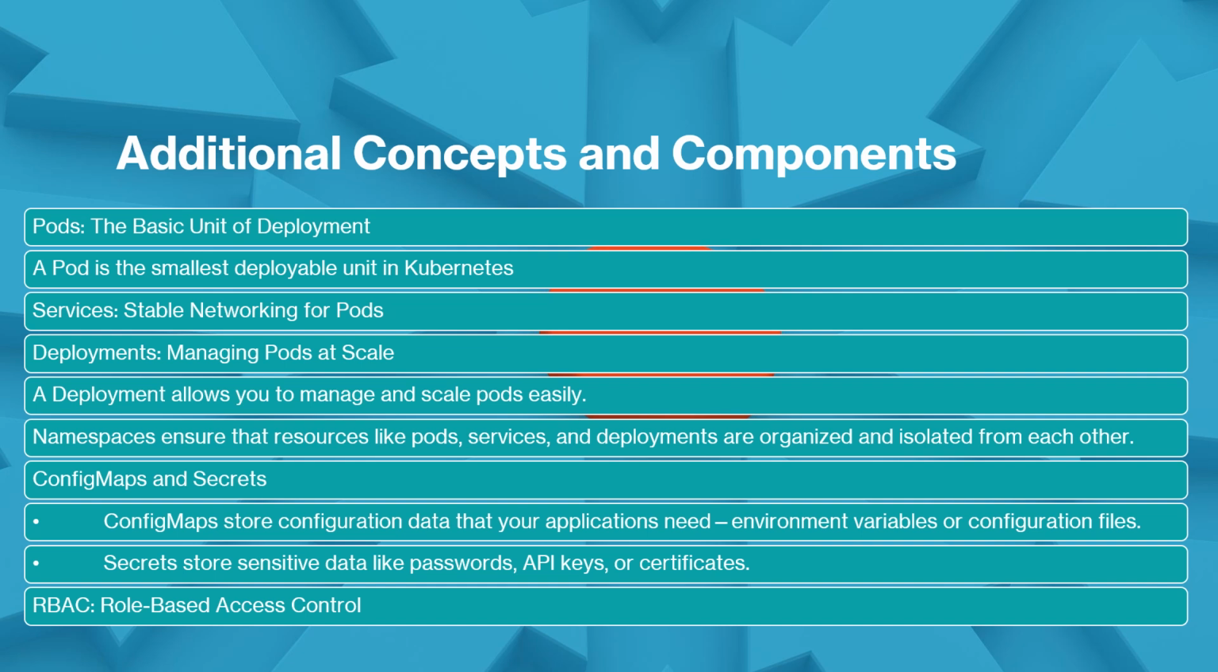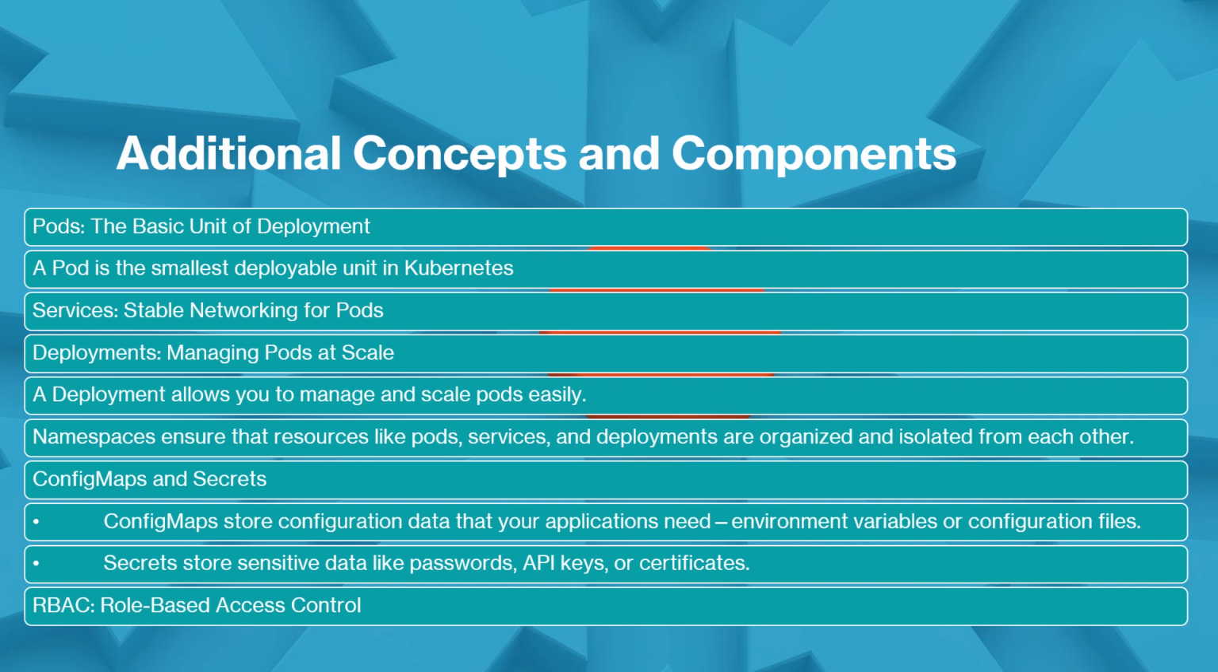Namespaces, logical isolation. Namespaces provide logical separation within a Kubernetes cluster. This is especially useful when different teams or projects share the same cluster. Namespaces ensure that resources like pods, services, and deployments are organized and isolated from each other. Config maps and secrets. Config maps store configuration data that your applications need, things like environment variables or configuration files. Secrets store sensitive data like passwords, API keys, or certificates. Secrets are encrypted, ensuring that sensitive information stays secure.